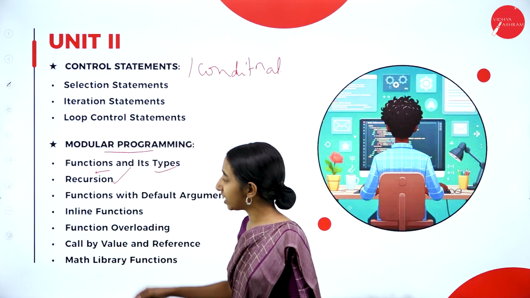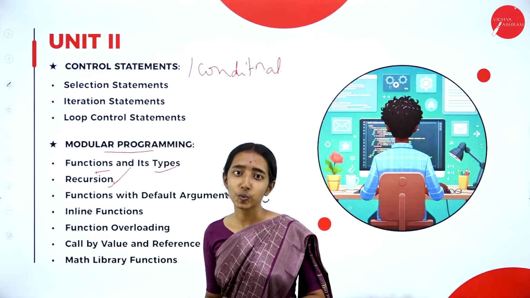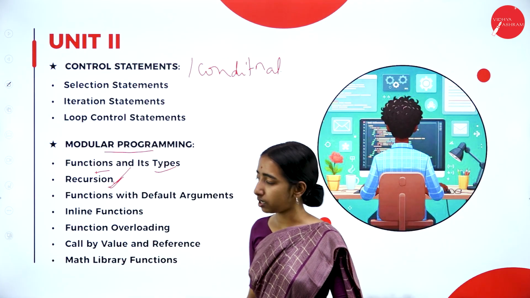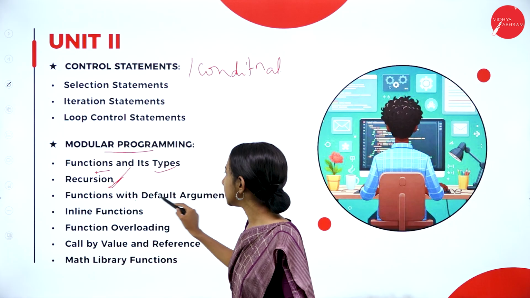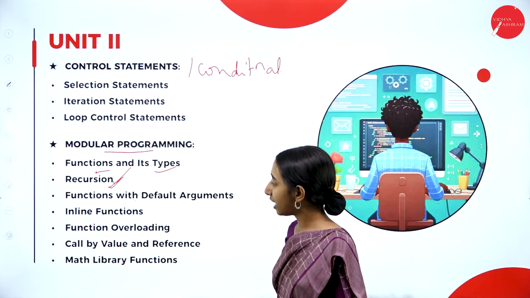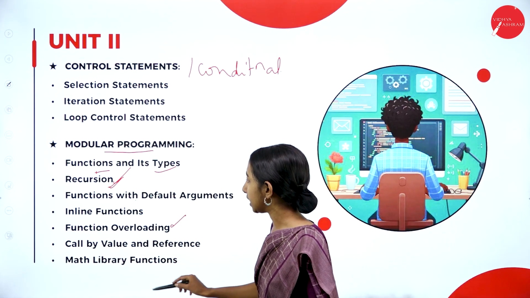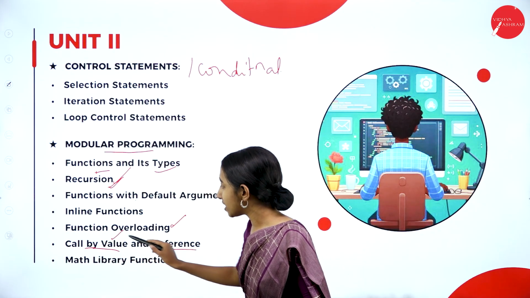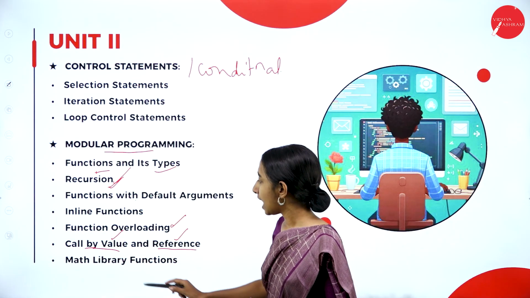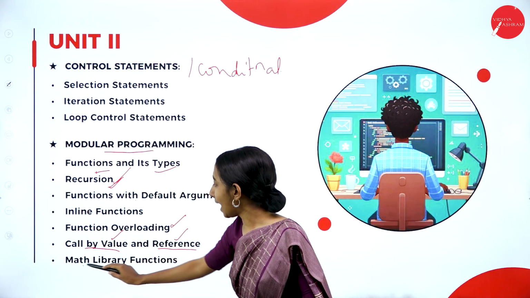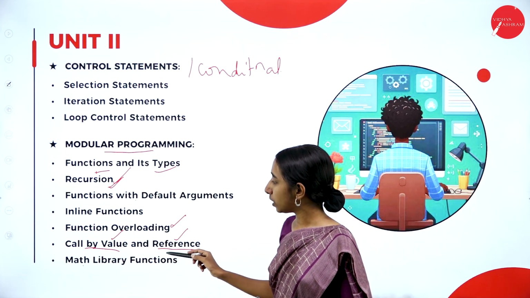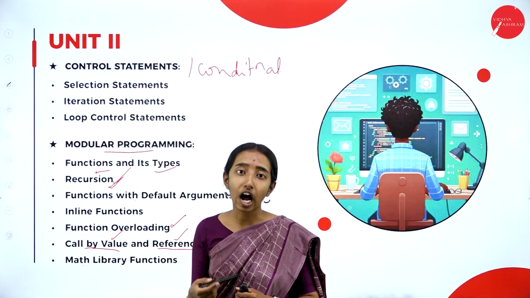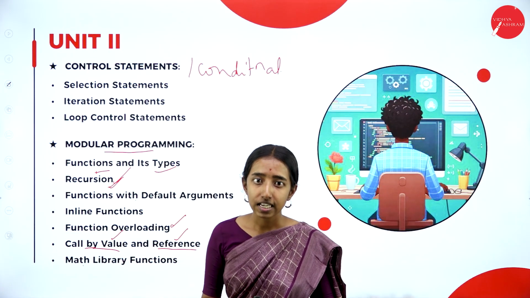After that, we are having recursion, how recursion works in the programming, how we gonna use that to solve the problem. After that, we are having function with default arguments, inline function, function overloading, call by value and call by reference. What is the main difference between these two? We're gonna learn that. And finally, we are having the math library function. So we're gonna learn the math library function. What are all the different inbuilt functions that are available in the C++ library?